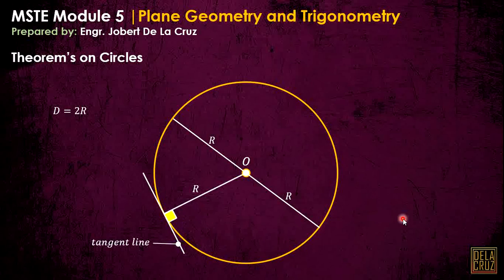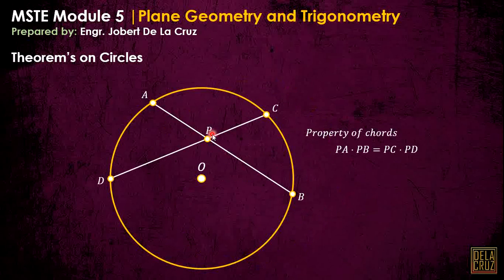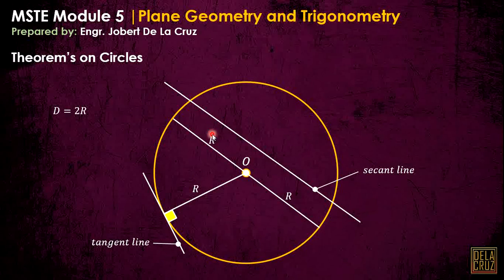Okay? Now, we have also this one, the secant line. So, unlike chords, actually may similarity sila sa chord, but the secant line will go through or pass through the periphery of the circle. Lalagpas siya. Yan yung secant line. It can be in this orientation, this one, or even ganyan. Okay?